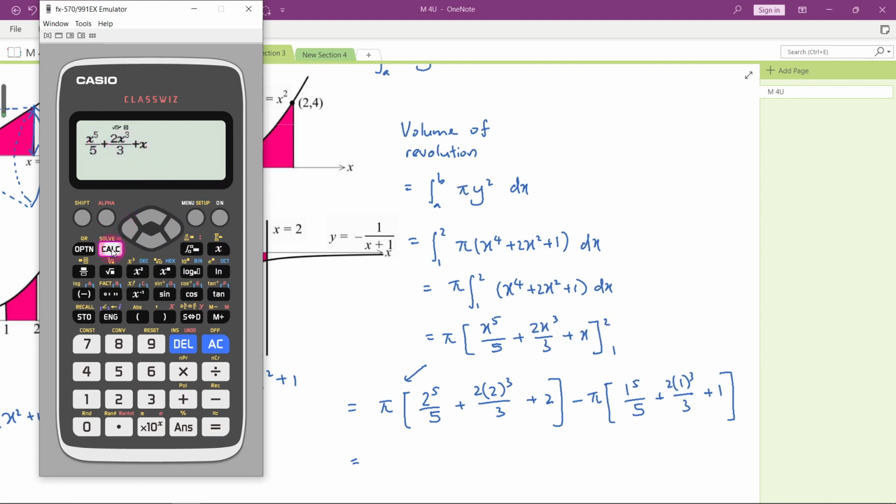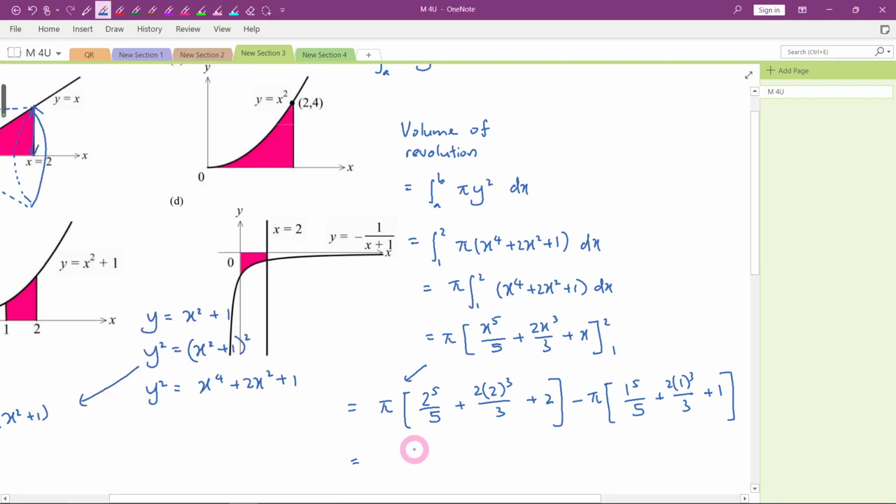Then you press calculate. The calculator will ask you what is the value of x that you are going to use. This is 2, right? So press 2, press equal 2 times. Okay, you will get the answer 206 over 15. Remember to write the pi. Then always follow by the minus sign.